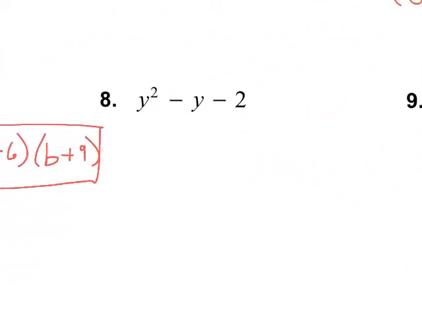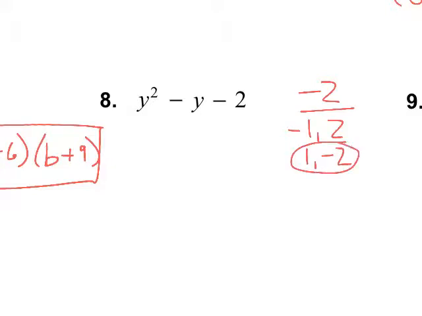We already did 7. Let's go to 8. So factors of -2 that add to -1. I could either have -1 and 2 or 1 and -2. So the factors that add to -1 would be 1 and -2. So I have y plus 1 for the positive 1, y minus 2 for the -2.